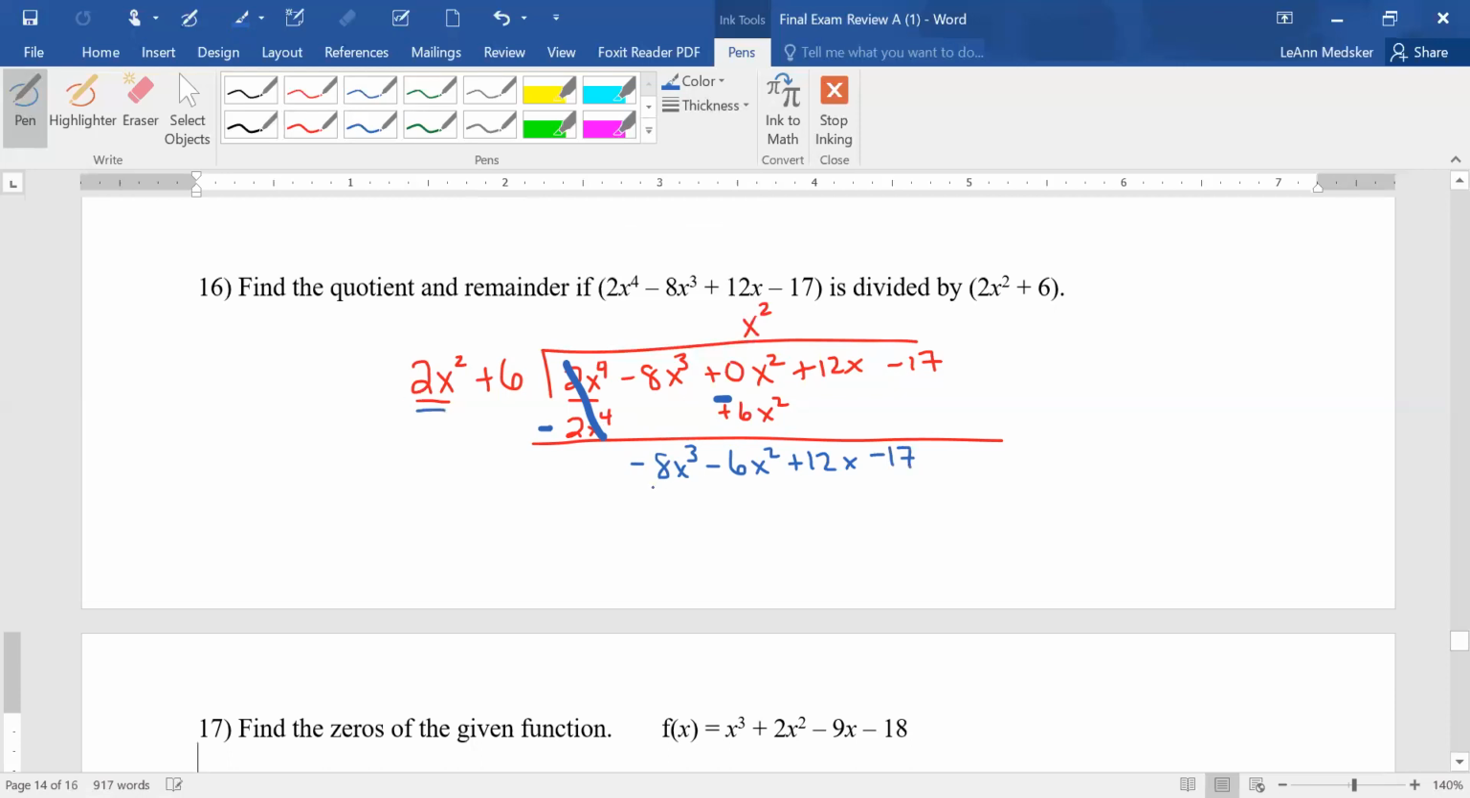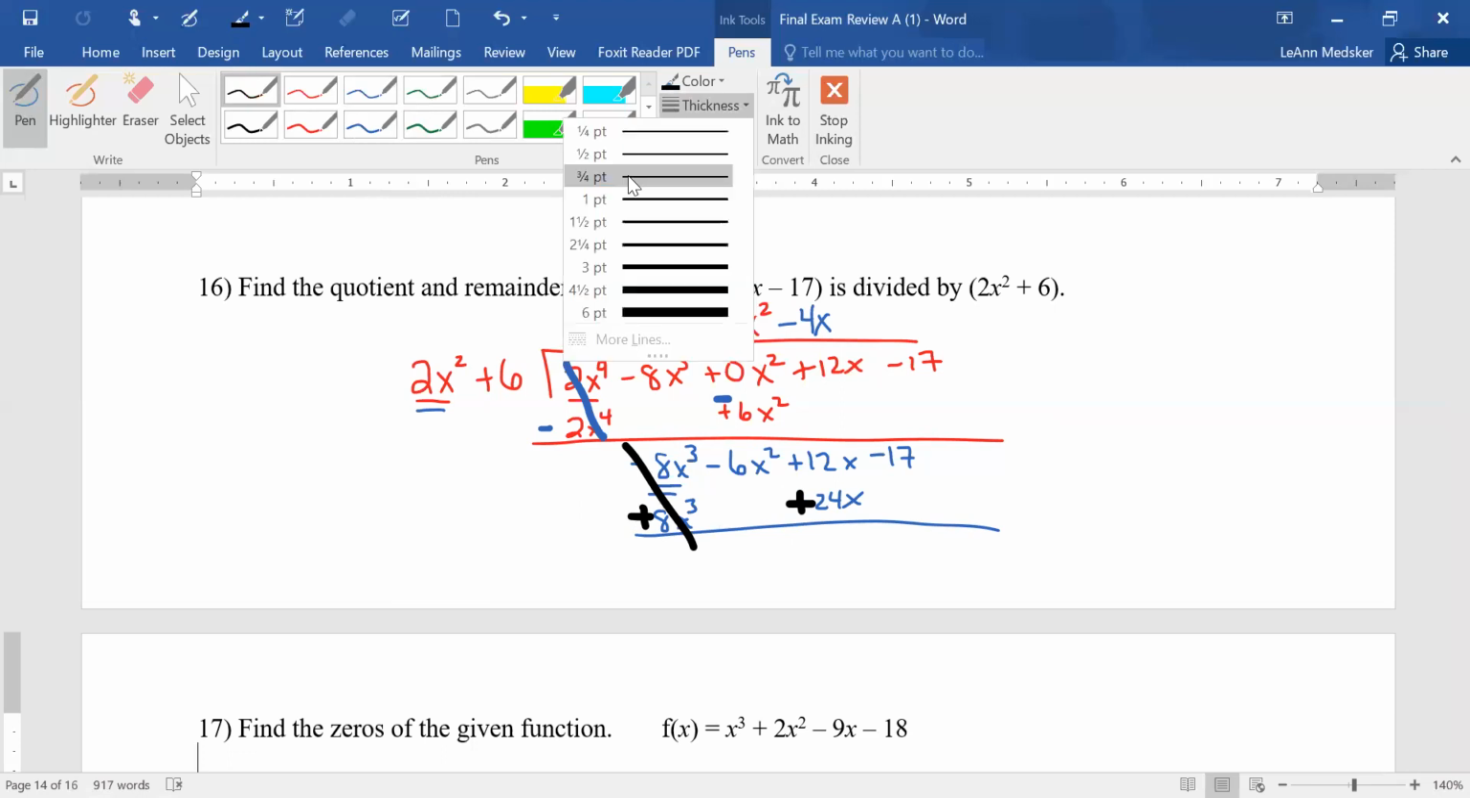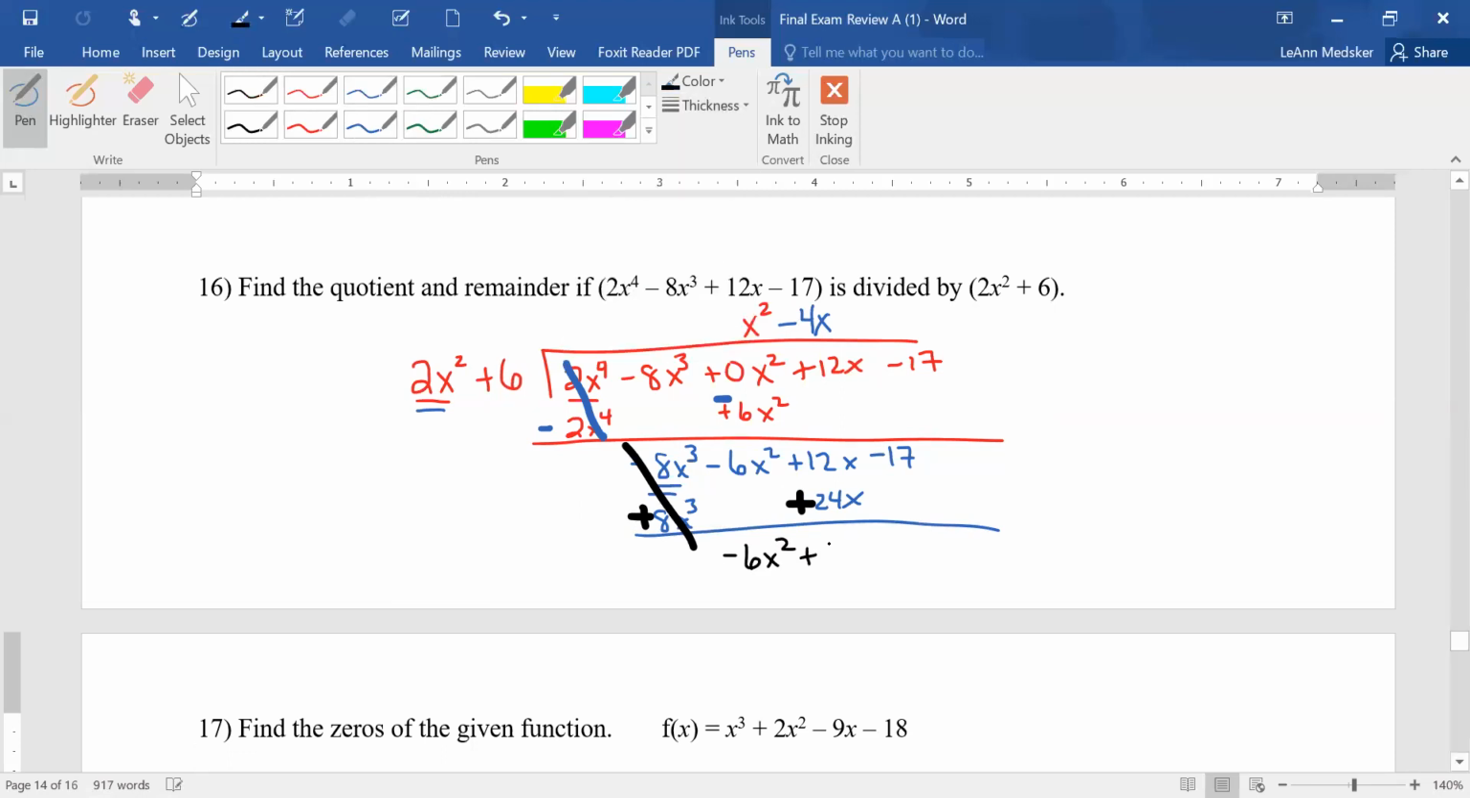Now I want to ask, what do I multiply 2x squared by to make -8x to the third? So it's going from a positive to a negative, so I need to multiply by a negative, and 2 goes into 8 4 times, and I also need another x. We then take this piece and multiply it by everything out front. So that gives me -8x cubed and a -24x. My next step, remember in long division, is to change the signs because we're subtracting whatever we just did. So minus a negative becomes a plus. That should cancel. And then we are left with -6x squared plus 36x minus 17.